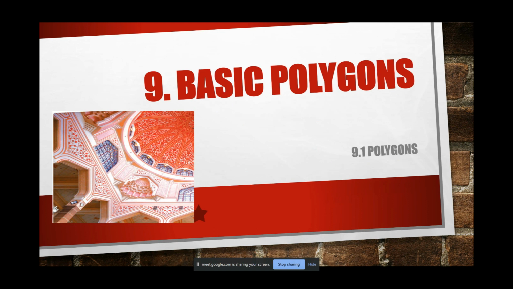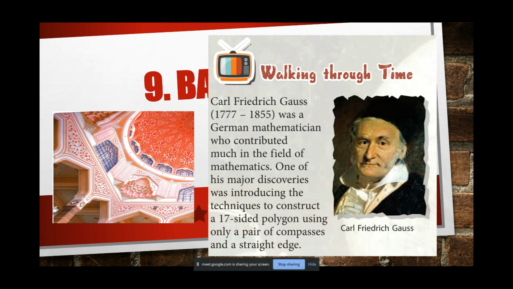Carl, how to read this? Friedrich Gauss, okay, Carl Friedrich Gauss, 1777 to 1855, a very long time ago. He was a German mathematician who contributed much in the field of mathematics. One of his major discoveries was introducing the technique to construct a 17-sided polygon using only a pair of compasses and a straight edge. So you know how to use your compasses already, right? And I show you the straight edge.